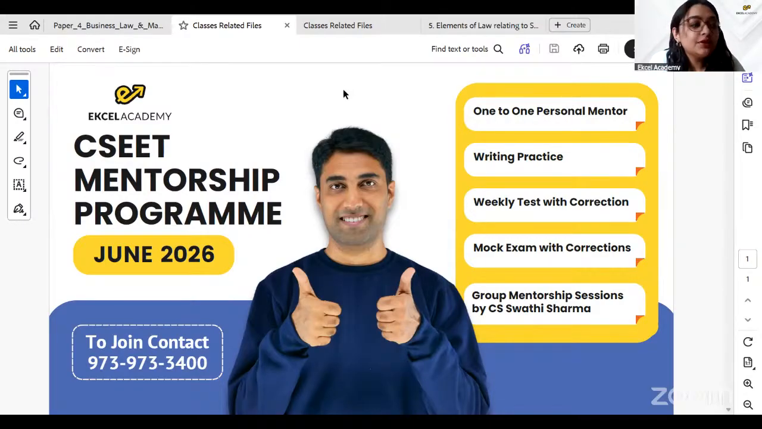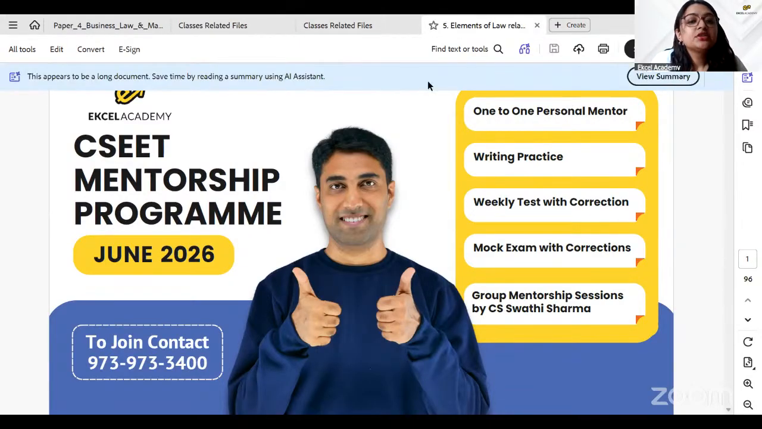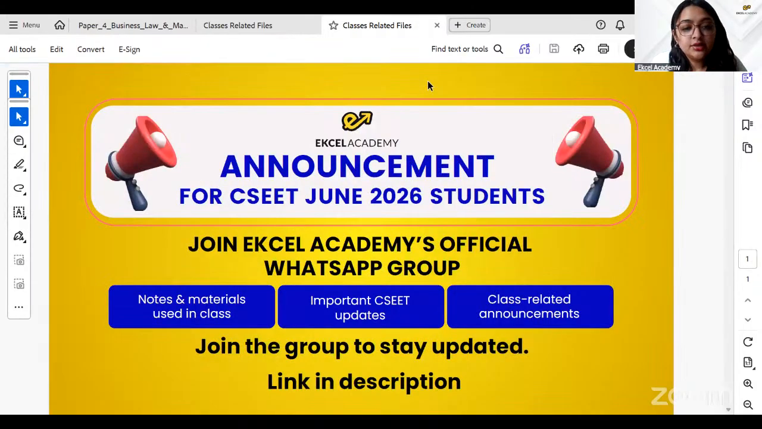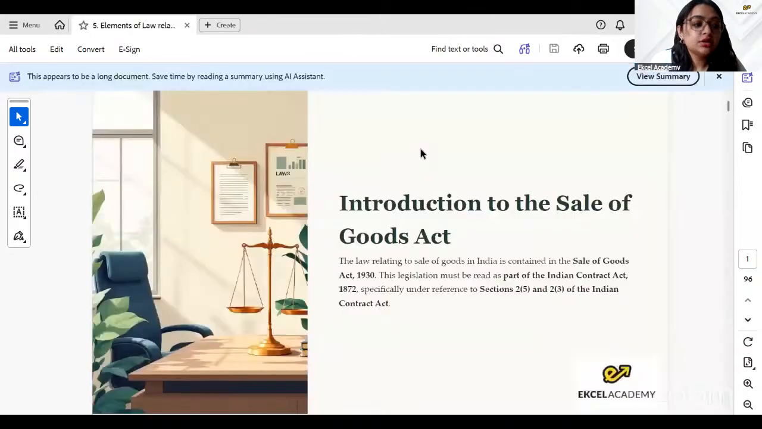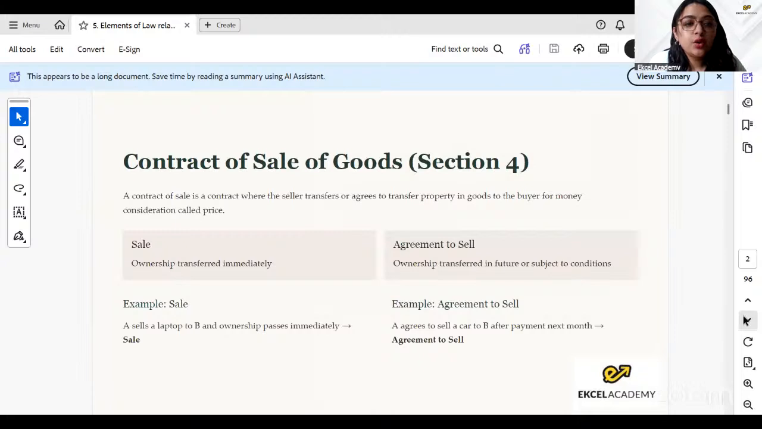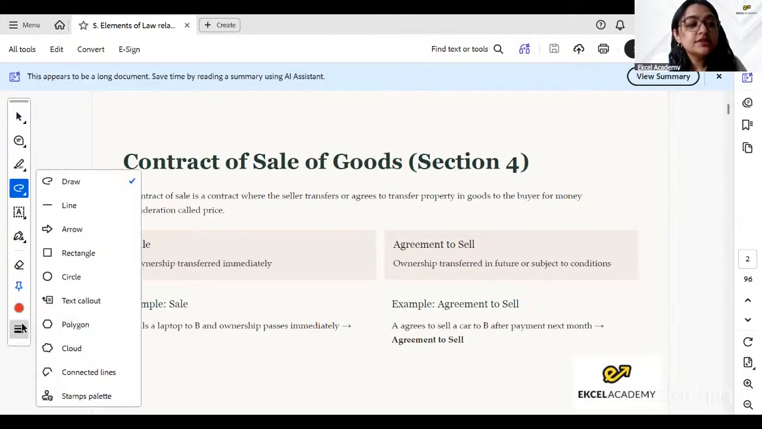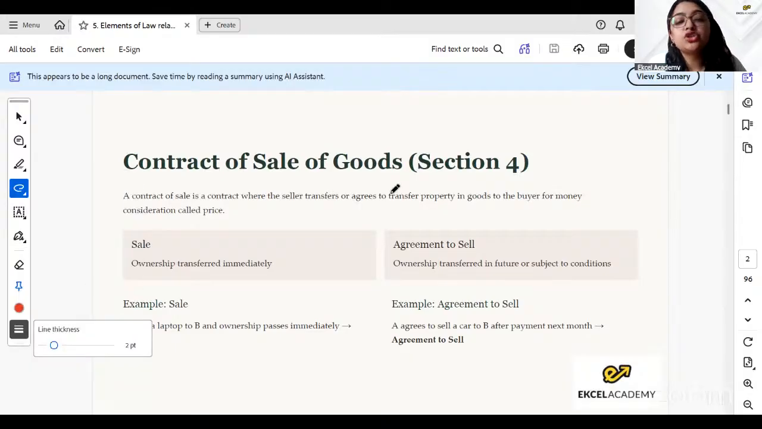And without further ado, let's begin with today's class. Yesterday we began with understanding what the law of sale of goods talks about. We understood what is a contract of sale, what are goods, what is the price consideration, and so forth. Let's do a quick recap. A contract of sale is where a seller agrees to transfer property in the goods to the buyer for a money consideration called the price.